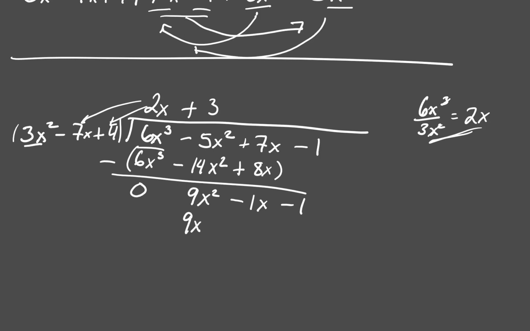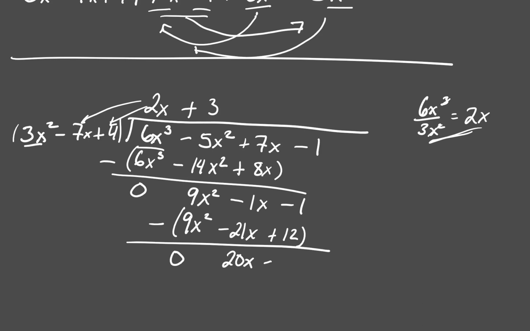And I get 9x squared, minus 21x, plus 12. We're going to take that away. We get 0. Minus 1 minus a negative 21 is 20x. And minus 1 minus a 12 is minus 13. Okay, 3x squared does not go into 20x, right? If I try to cancel this, the x would cancel and I'd be left with an x in the denominator. I don't want x's in the denominator.